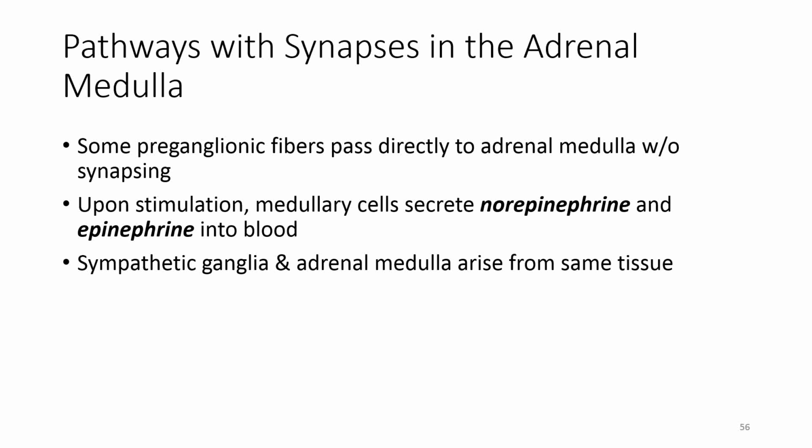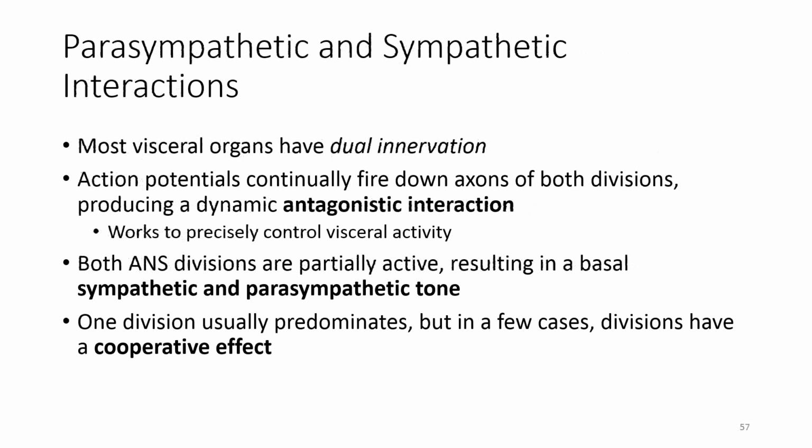So, like I just said, the pathways that synapse in the adrenal medulla are going to go directly to the adrenal medulla without synapsing. It's just a direct hard line in there. And so once you stimulate that, you're going to put a whole bunch of norepinephrine and epinephrine into the blood, and that is going to cause your other tissues to get excited, my friends, really excited.